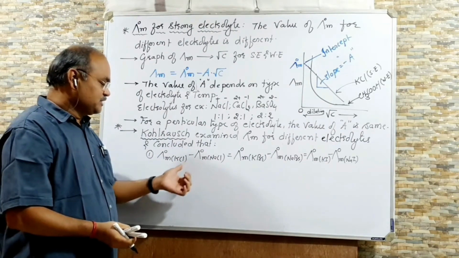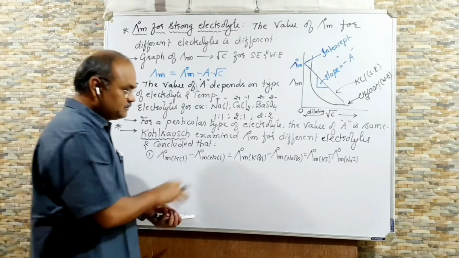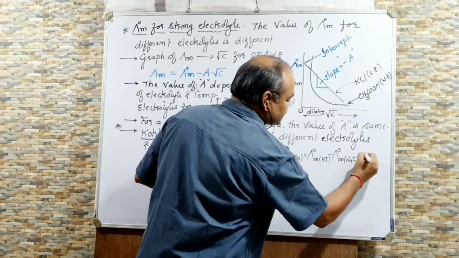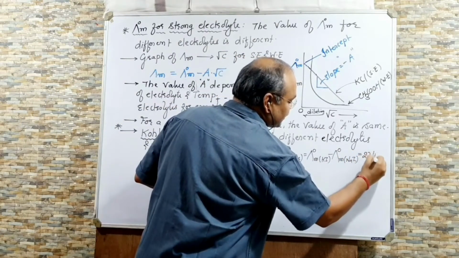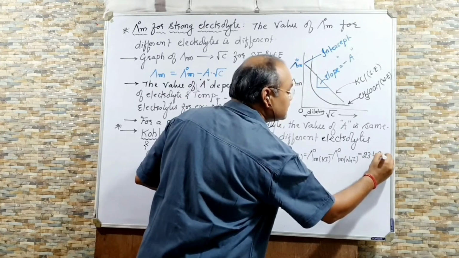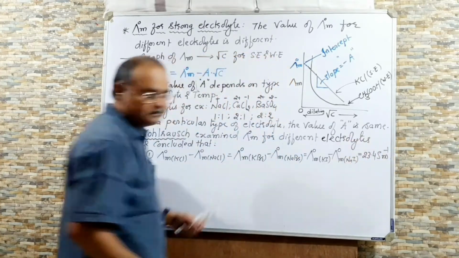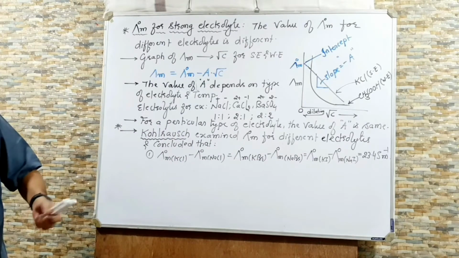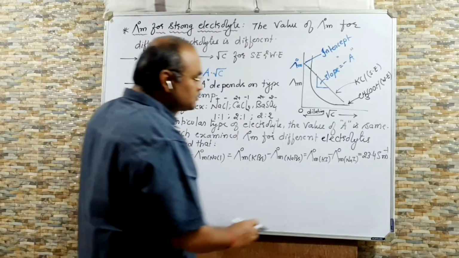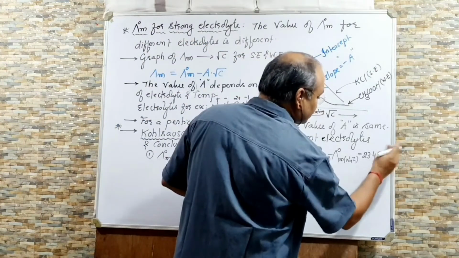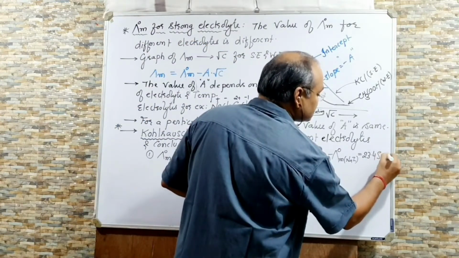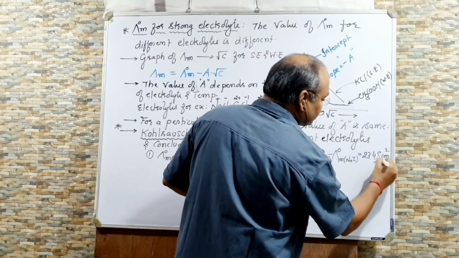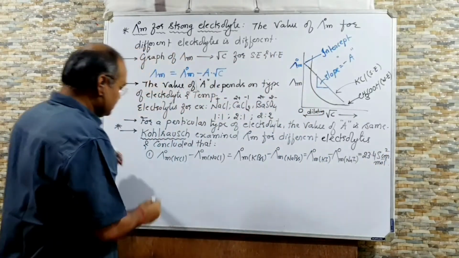So in this case, negative ions are same, right? The difference was found to be 23.4 Siemens centimeter square per mole. Right? Same way.